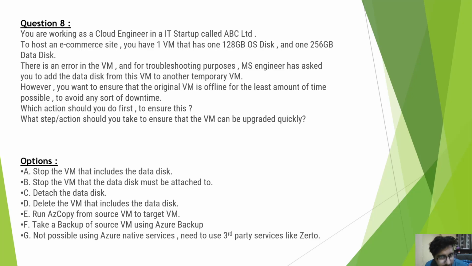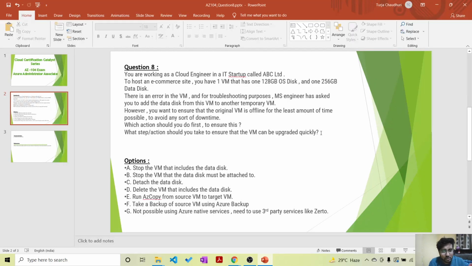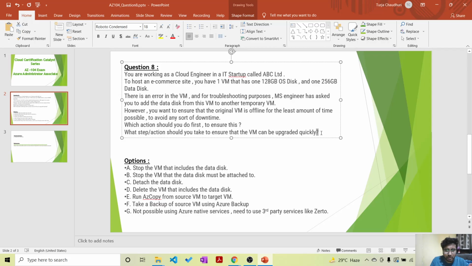Now there is an error in the VM, and for troubleshooting purposes, your MS engineer has asked you to add the data disk from this VM to another temporary VM. However, you want to ensure that the original VM is offline for the least amount of time possible to avoid any sort of downtime. Which action should you do first to ensure this?